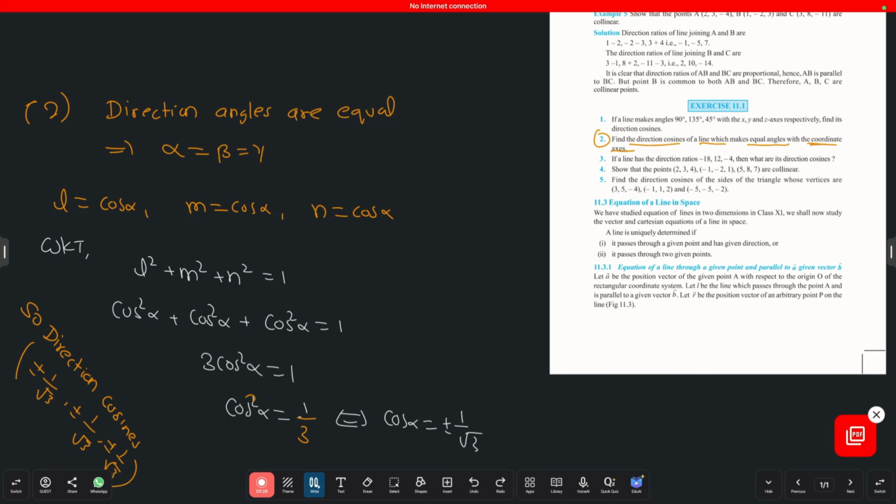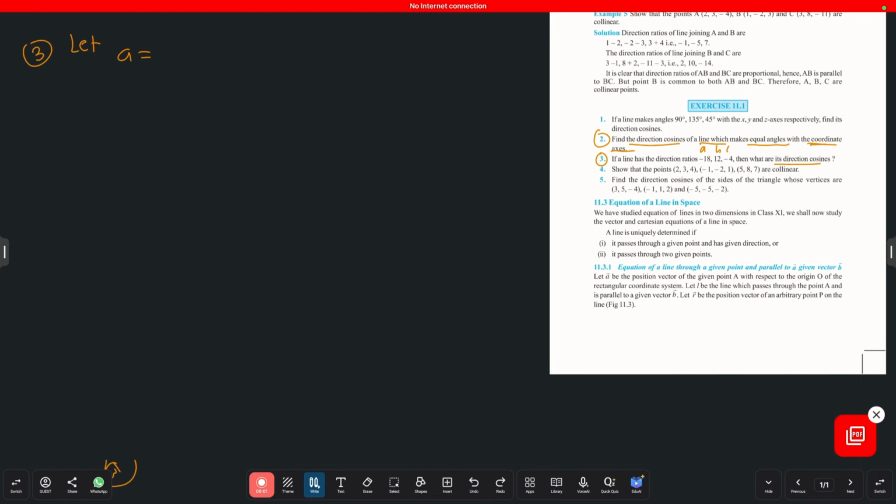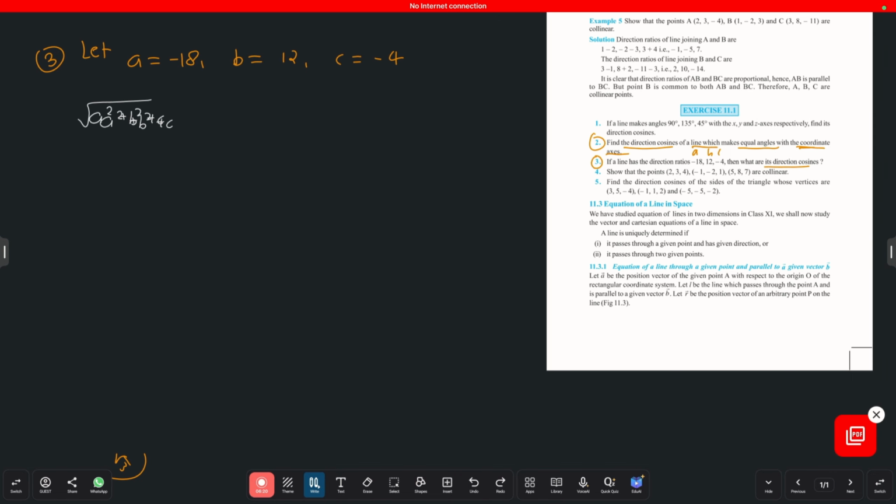Okay. Question number 3: if a line has the direction ratios minus 18, 12, minus 4, then what are the direction cosines? You already know the formula. You have a, b, c. Direction ratio means the first value a is minus 18, b is 12 and c is minus 4. They are asking for direction cosines, so you have to calculate this quantity first: root over a square plus b square plus c square.